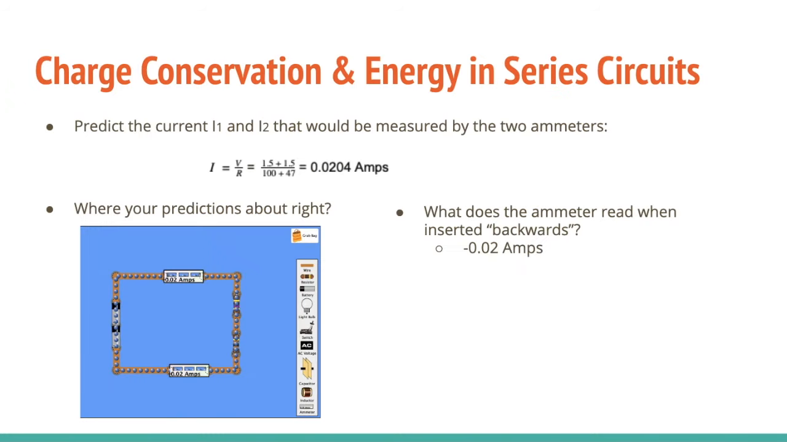So when I did the prediction for the currents I1 and I2 that would be measured by the two ammeters, I just used I equals V over R and found that it equals 0.0204 amps. My predictions were correct as shown in the diagram below. When the ammeter was inserted backwards, which is basically just reversing the red and the blue wires, it was the same magnitude, just negative.